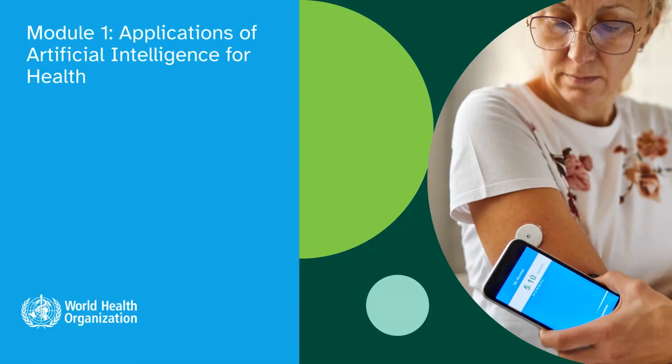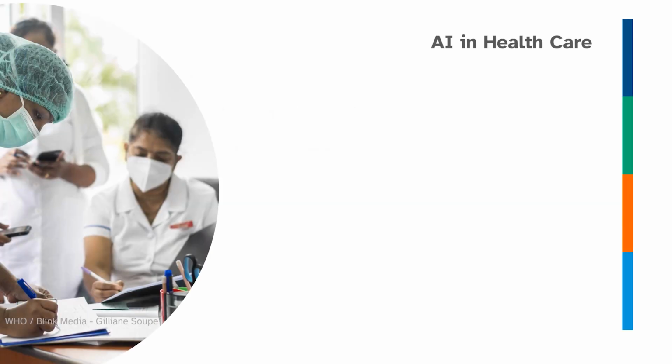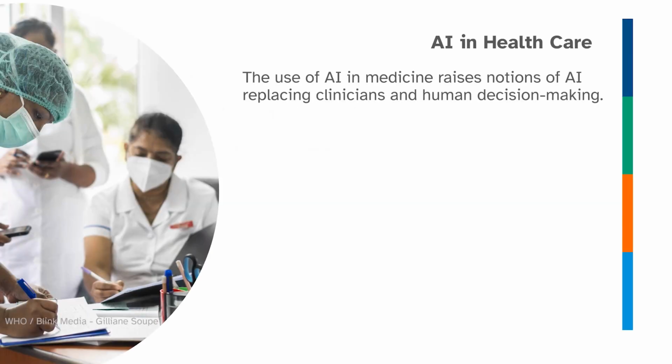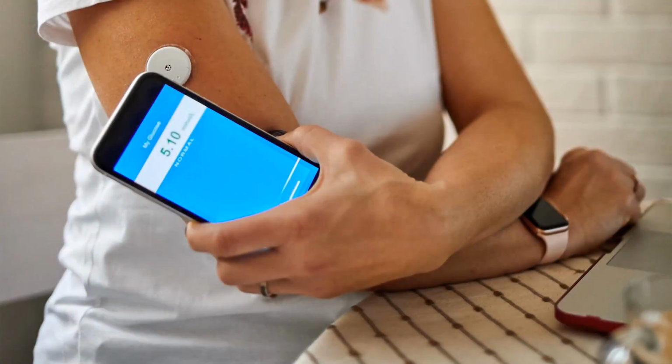Welcome to this unit on artificial intelligence in healthcare. By the end of this unit, you will be able to outline the use of artificial intelligence, or AI, in healthcare. AI in healthcare. The use of AI in medicine raises notions of AI replacing clinicians and human decision-making. However, the prevailing view is that AI is increasingly improving diagnosis and clinical care.